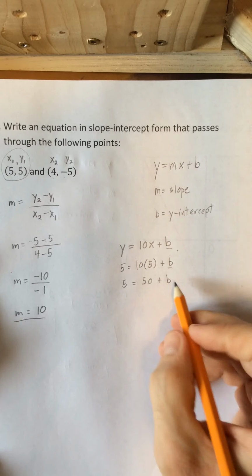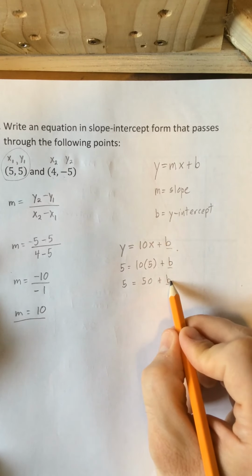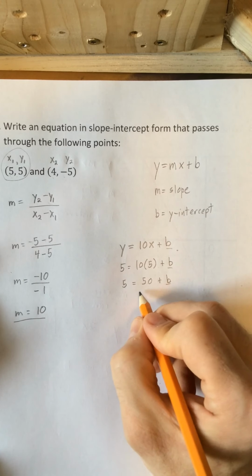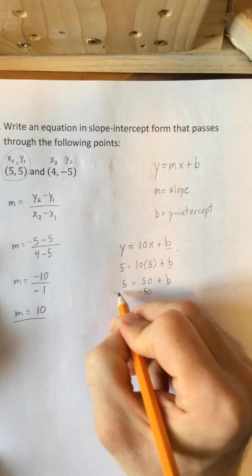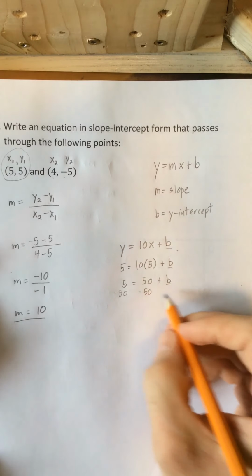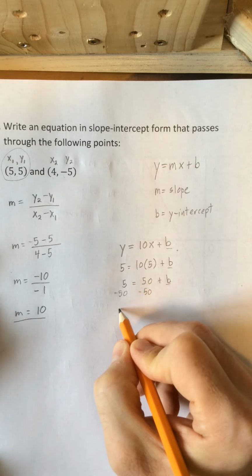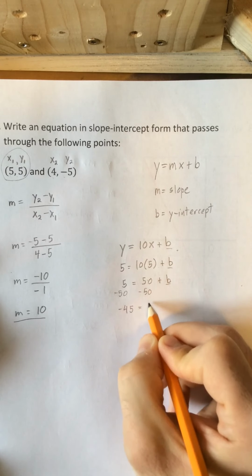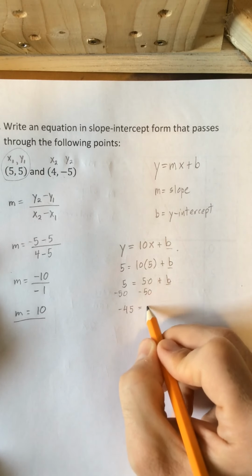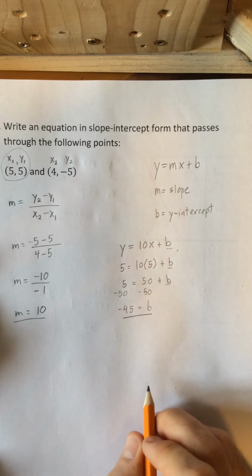Now, what we need to do is isolate b here. So we have 50 plus b. To isolate b, we would need to subtract 50 from both sides of this equation. And when we do that, 5 subtract 50 is -45. And 50 subtract 50 is 0. So this is just isolated to be b. Our b value is -45.